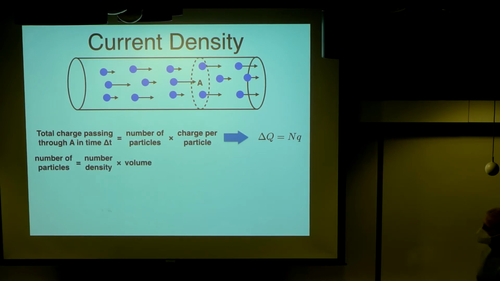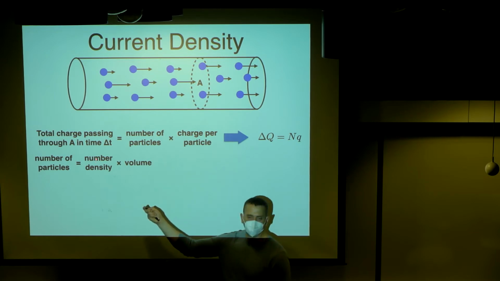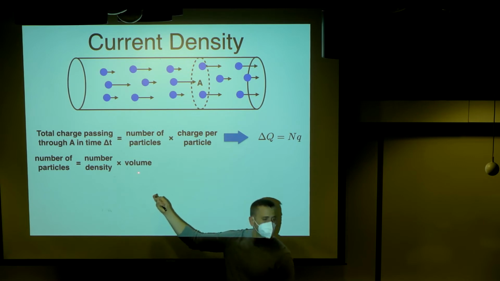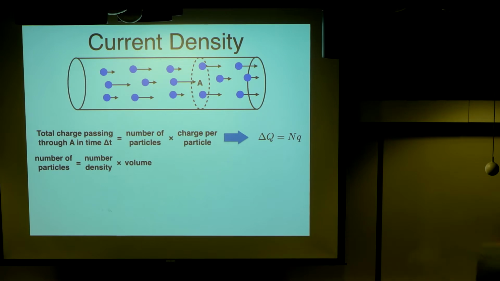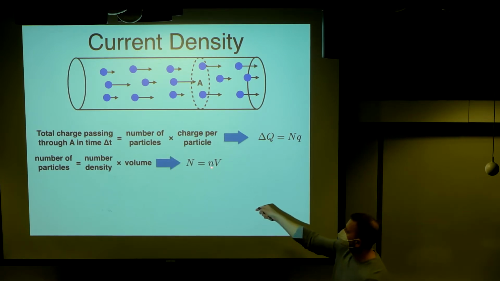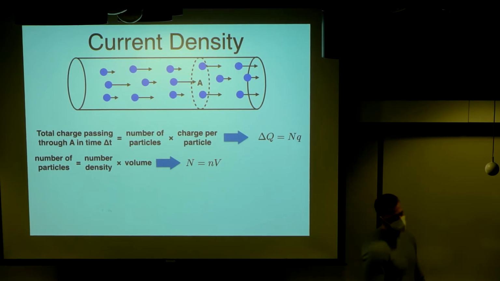Okay, the next thing I want to go over is this. The number of particles that are present is equal to our number density times the volume. That should make sense, right? Because number density is just number of particles divided by volume. So if we multiply that by volume, we just get the number of particles. In other words, capital N, number of particles, is equal to lowercase n, number density, times V, which is our volume.